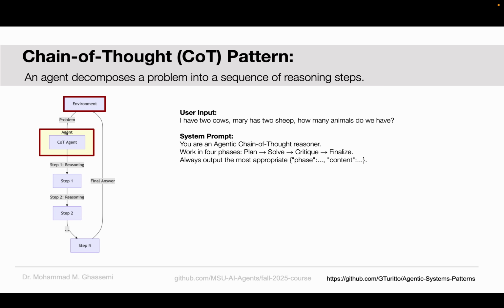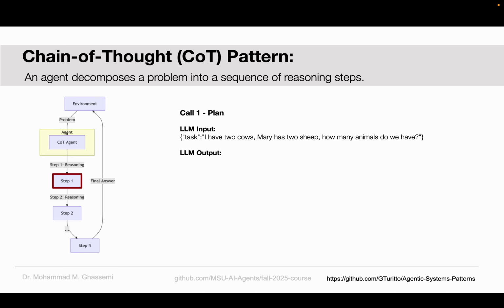And then I've designed a chain of thought system prompt here, which is: you are an agentic chain of thought reasoner, and you work in these 4 phases that I have specified, by the way. You could put something else for your reasoning pattern. You plan, you solve, you critique, and then you finalize. And you always output the most appropriate phase and then the content for that phase. Okay, so that's the input and the system prompt.